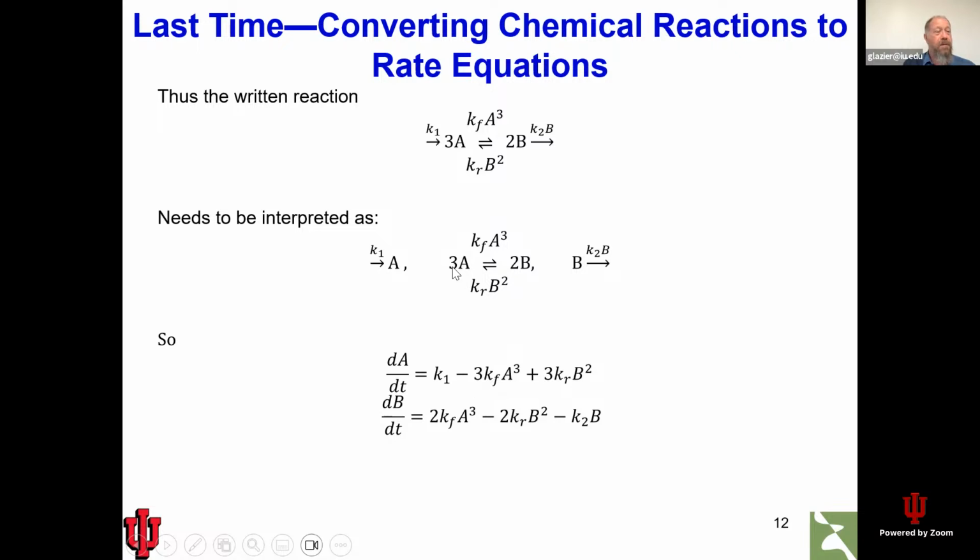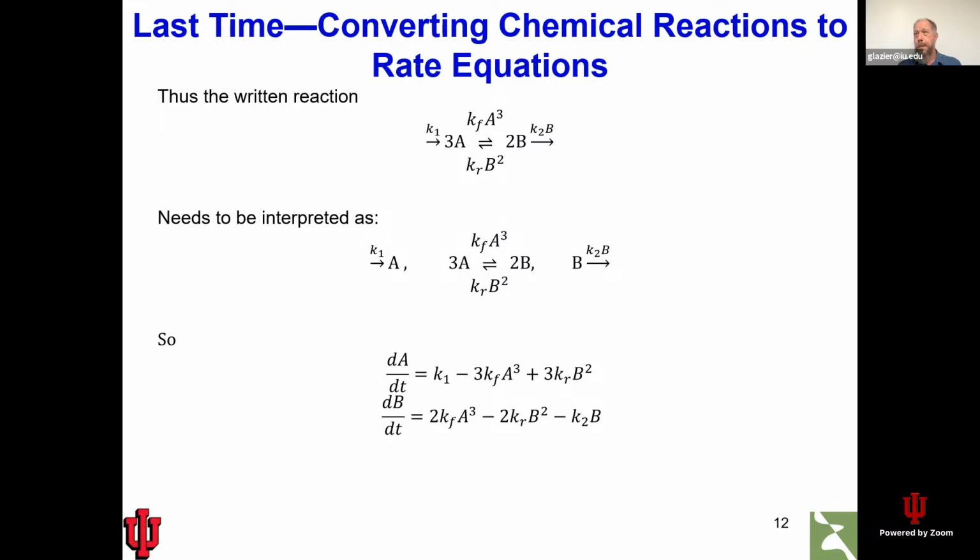So that 3 from in front of the A comes down as a 3 here in the rate law for A. I'm creating 2 molecules of B, and so that 2 comes down into the rate law for B as 2 in front. And so there are not that many things I have to remember, and it's consistent, but until you've practiced it a little bit, it can be confusing.